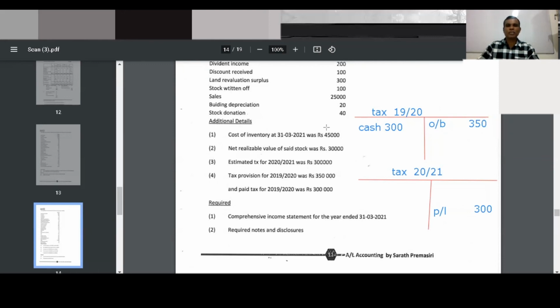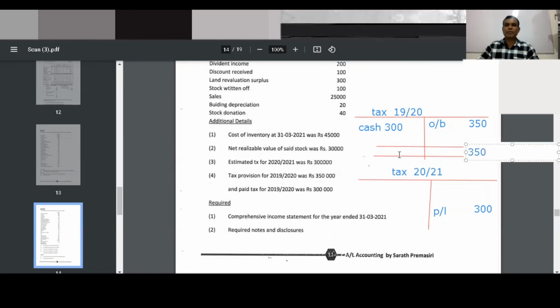Then you see, our provision was there. We provided 350, but we had to pay only 300, so we can close the account. How can we close the account? Here 350.